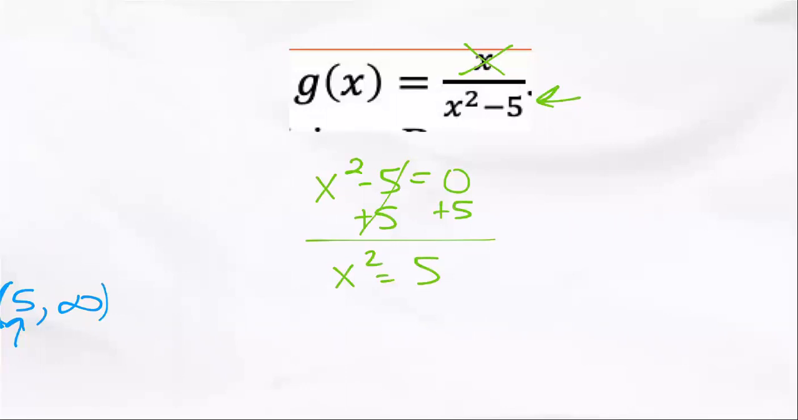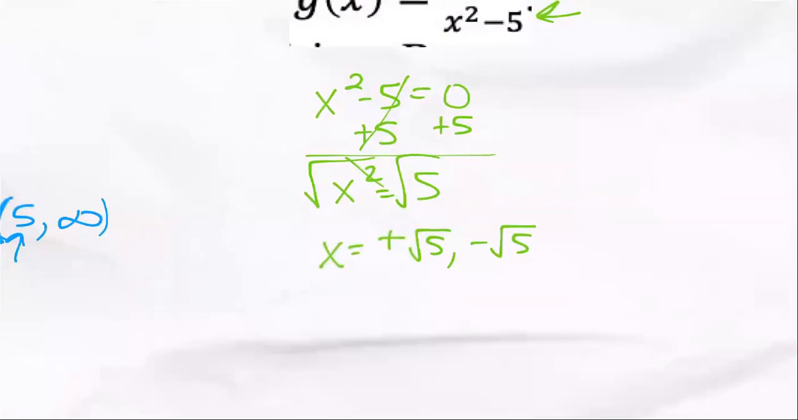Okay, how do I get rid of the square? Well, I do the opposite, which is square root. In this case, do not forget that anytime you square root, you have to look at the positive version of it and the negative version of it. So I have to take out both plus root 5 and negative root 5.